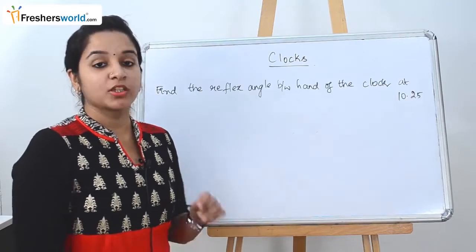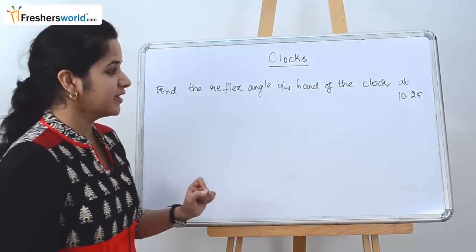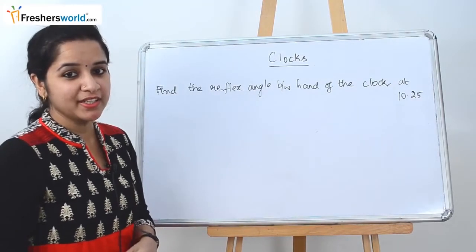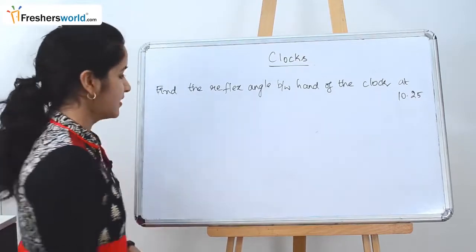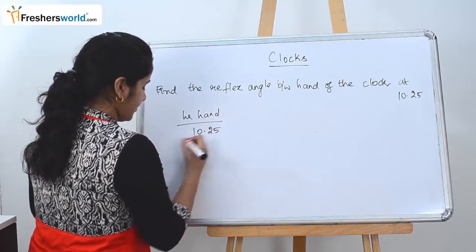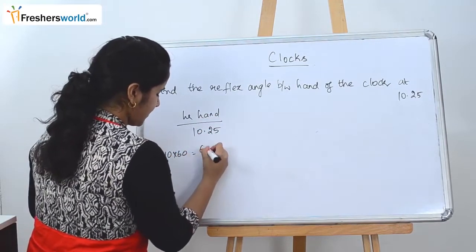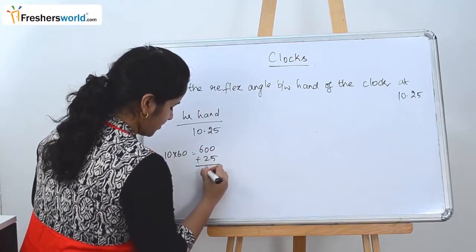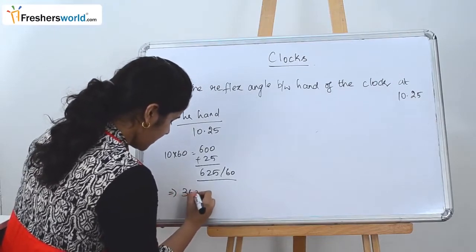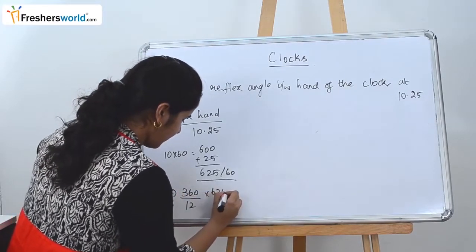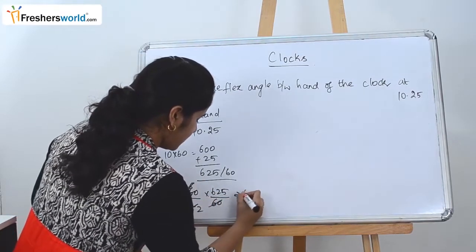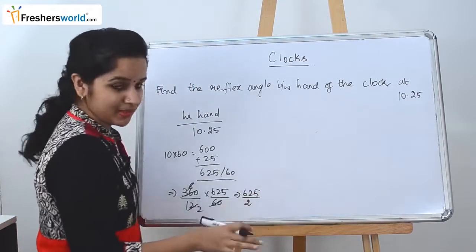Let's solve another problem. The question is: find the reflex angle between the hands of the clock when the time is 10:25. As usual, we have to find the angle of the hour hand and the minute hand first. For the hour hand, the time is 10:25, so 10 into 60 is 600 plus 25, so 625 by 60. To find the angle, we know 360 degrees every 12 hours into 625 by 60. That gives 625 by 2. As of now, let's keep it like this.